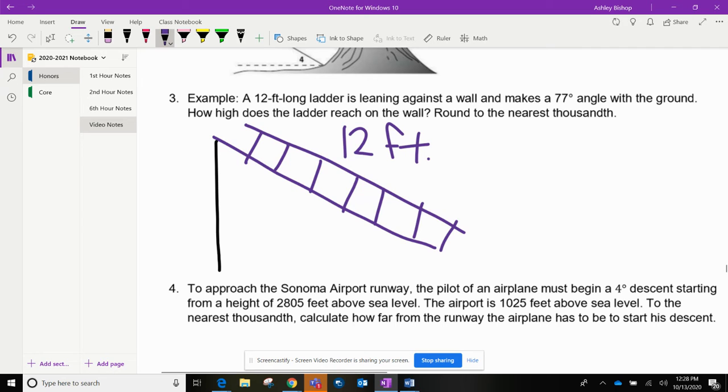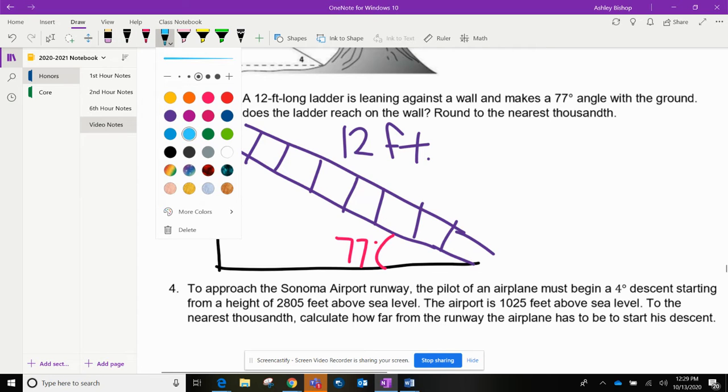And it's leaning against a wall that makes a 77-degree angle with the ground. So here's the ground. The ladder has to come to the ground, and it makes a 77-degree angle with the ground. So where the ladder meets the ground is 77 degrees. How high does the ladder reach the wall?